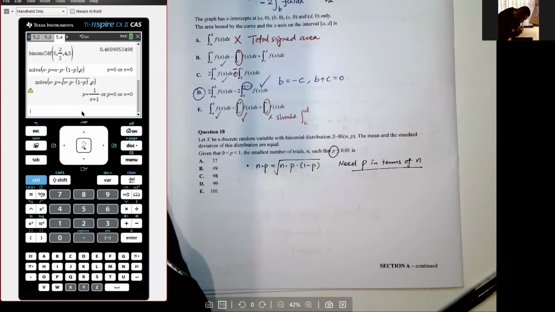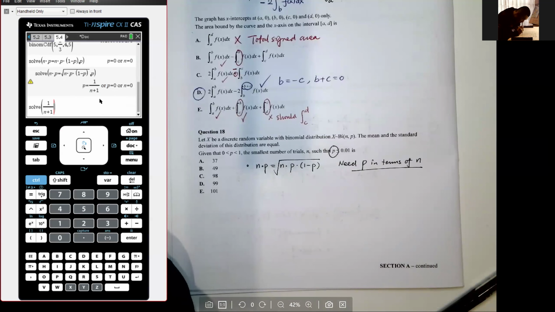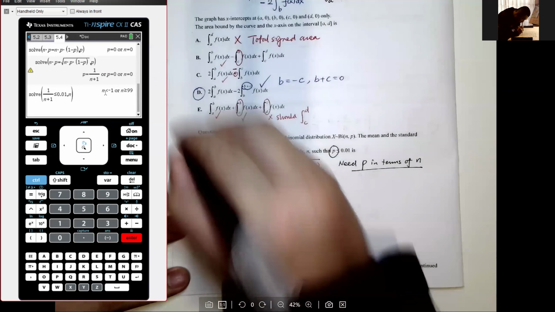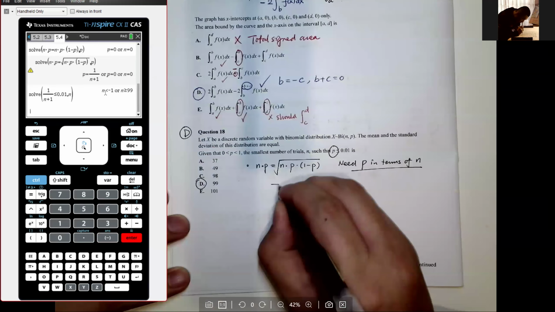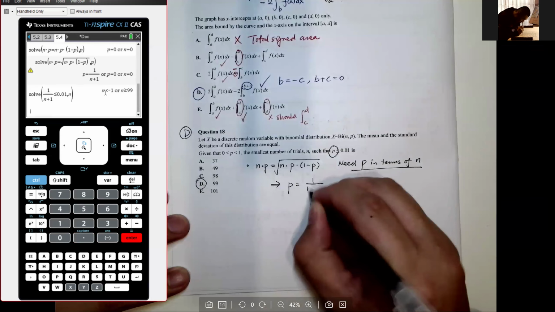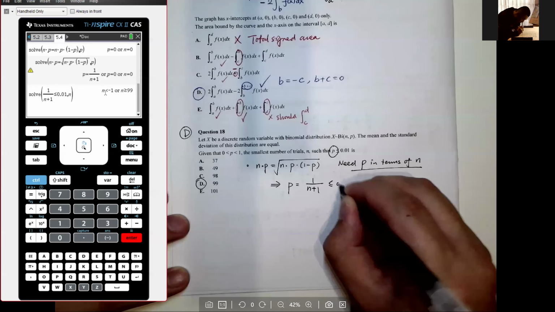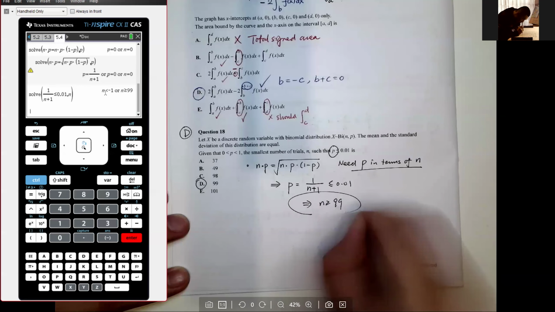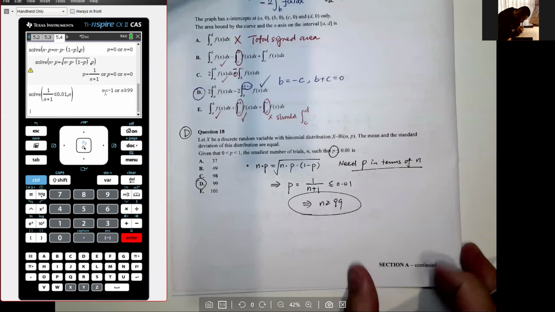The next thing I'm going to do is solve. This bit is less than or equal to 0.01, comma, n. And you will see it's either n less than minus 1 or n is greater than or equal to 99. So I'm going to select option D, okay? All right, so that is question 18.